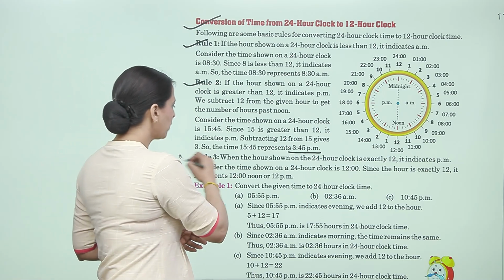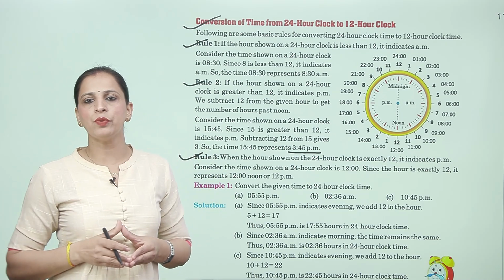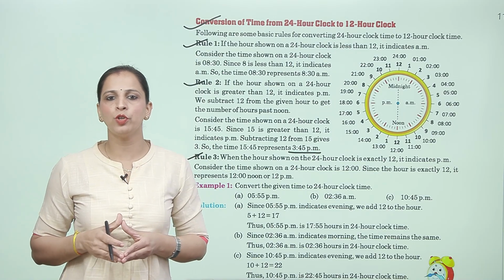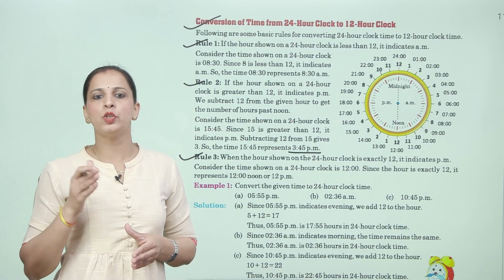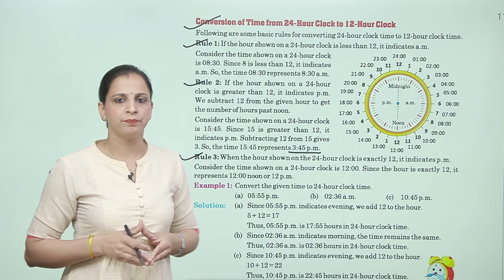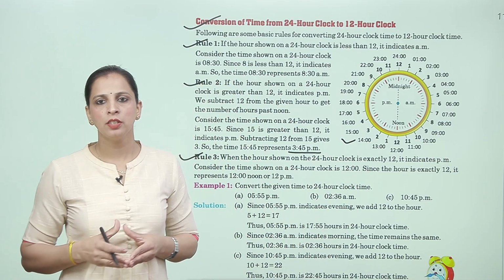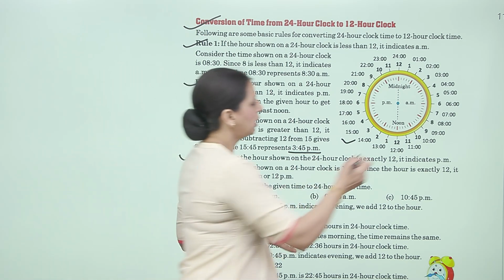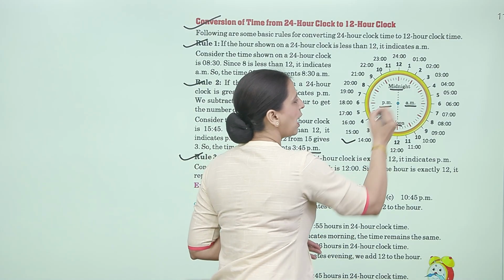Now rule 3. When the hour shown on the 24-hour clock is exactly 12, it indicates PM. Consider the time shown on a 24-hour clock is 12. Since the hour is exactly 12, it represents 12 noon or 12 PM. This is the 24-hour clock and the 12-hour clock. Noon and midnight. Before noon it's AM, after noon it's PM.